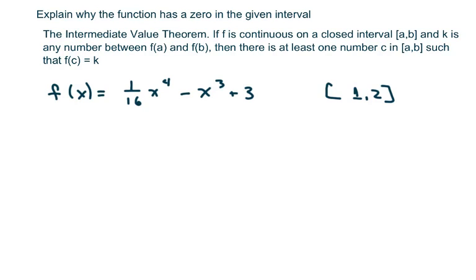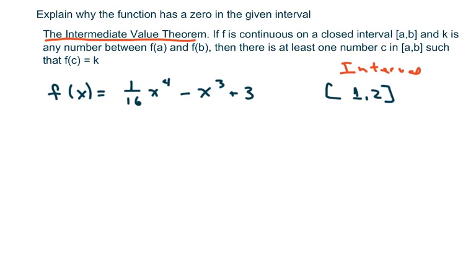Hi everyone, we want to explain why the function has a 0 in the given interval. We are using the intermediate value theorem. It says if f is continuous on a closed interval, here's our interval, a, b.